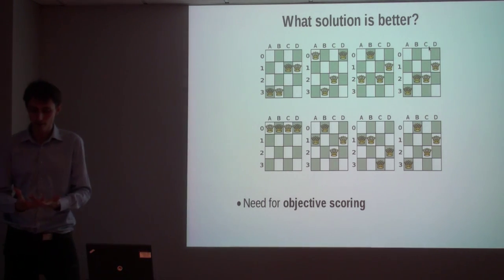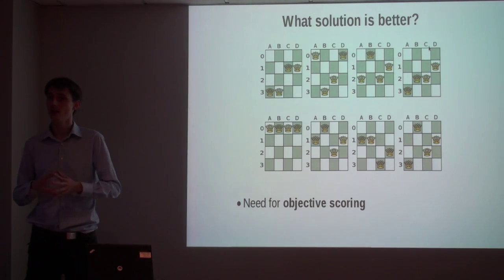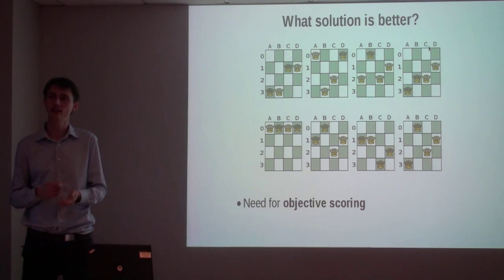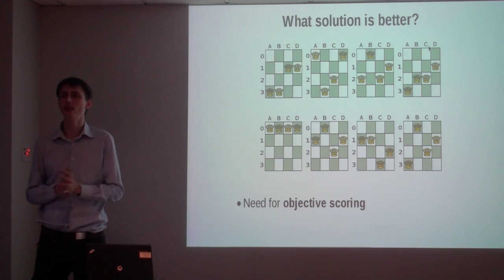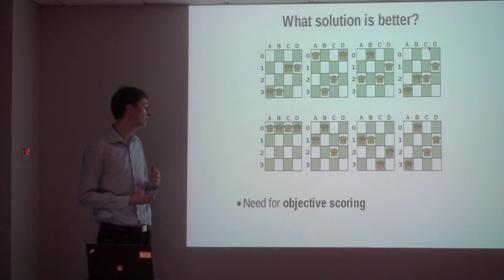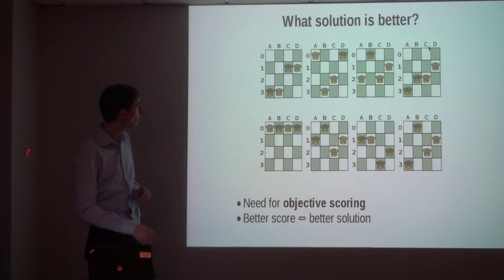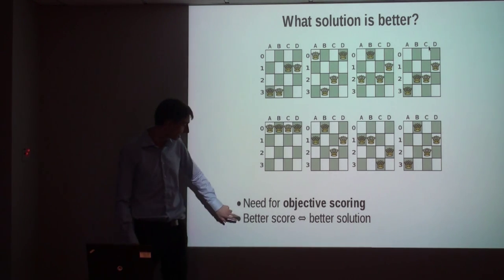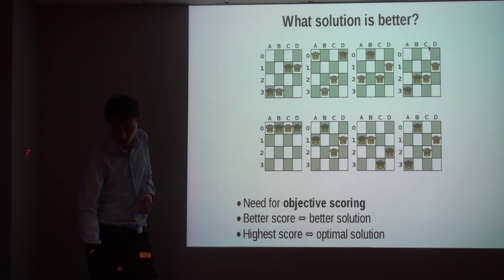If you go to a company and ask them what the objective is, what do we want to optimize, they usually think they all have the same idea until you actually start writing it down on paper, and then there's a difference of opinion. You need to go through that and figure out which is the best one. Again, this is an iterative process, right? So we need a way of objective scoring. We need to be able to write this down. A better score is a better solution, and the highest score is the optimal solution.